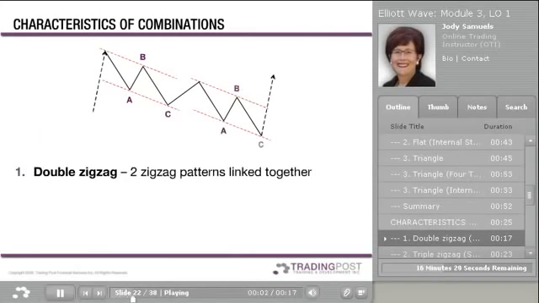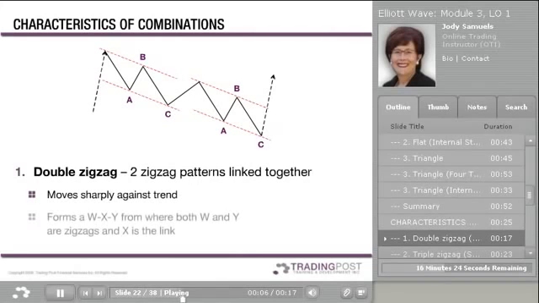The double zigzag moves sharply against the trend. It forms a WXY form, where both W and Y are zigzags, and X is the link.